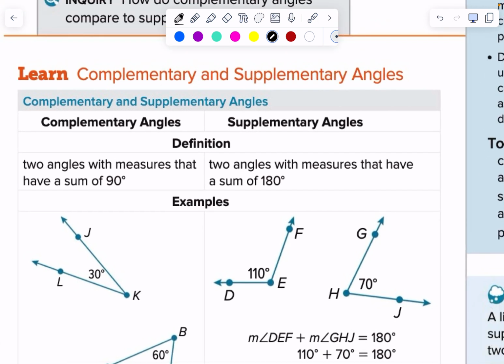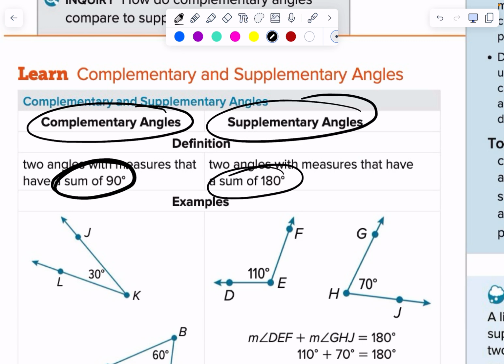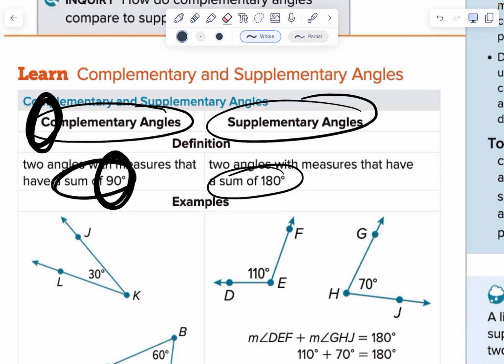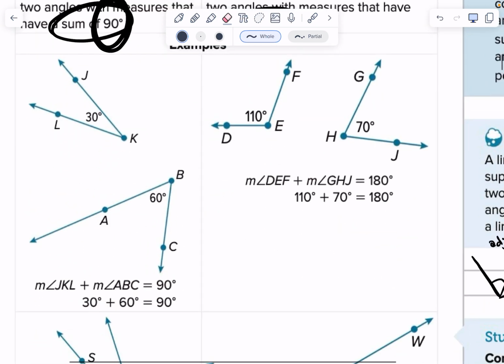All right, here's the deal. Complementary means they add up to be 90, so circle the word sum of 90. Supplementary means they sum to 180. Do you know the difference between the two, or do you get them confused? Here's how you keep them straight. C comes before S alphabetically. 90 comes before 180 numerically. So C that comes first goes with 90 that comes first. That is a stupid way, but that's how I remember it. Complementary is 90, supplementary is 180. Done. Got it?